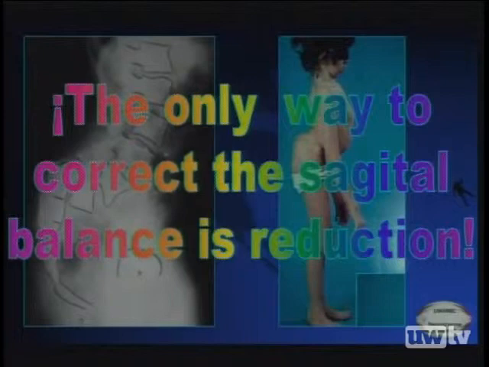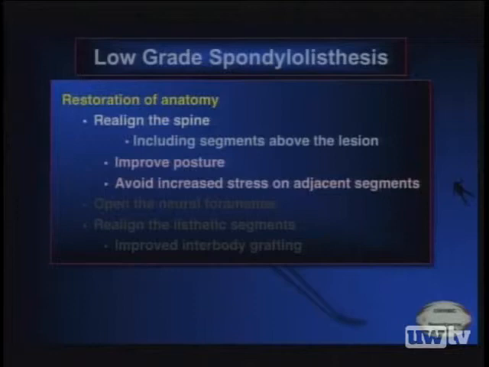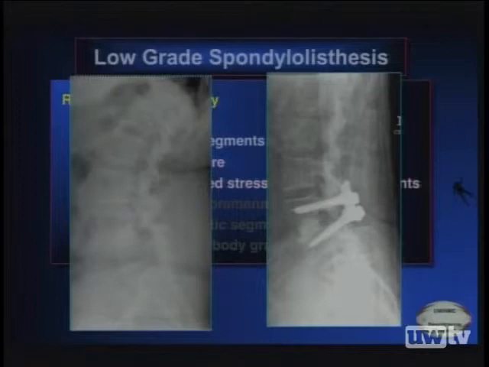Does this happen in lower grades? Well, we can look. Realigning the spine, including the segments above the lesion, improving posture and avoiding increased stress on adjacent segments, does that happen in the lower grades? It certainly appears to. This is just an example of a pre- and post-operative L4-5 slip, and you can see that the pelvic incidence has changed and that the compensatory hyperlordosis has diminished. And certainly, I think that's what you want to see in your long-term patients when they come back.